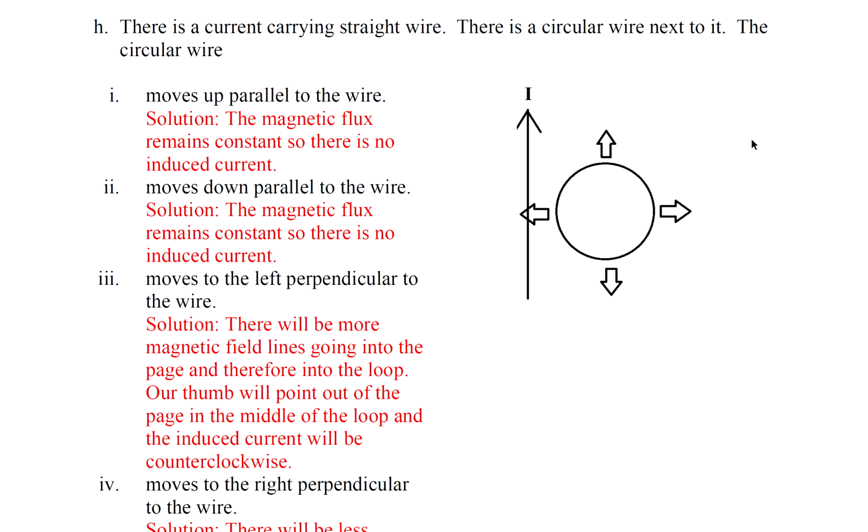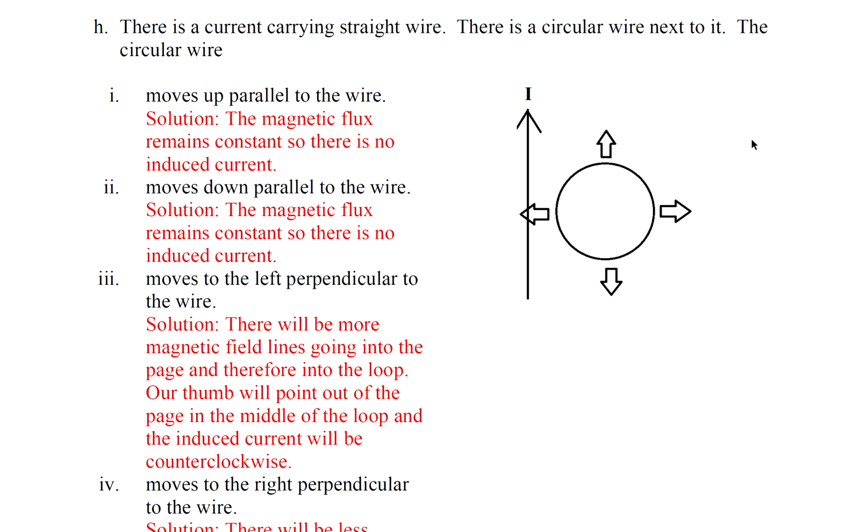So remember how to draw the magnetic field. Take your right thumb, put it in the same direction as the wire. Your fingers in your right hand go into the page to the right side and out of the page on the left side. Because remember, magnetic field lines always loop.